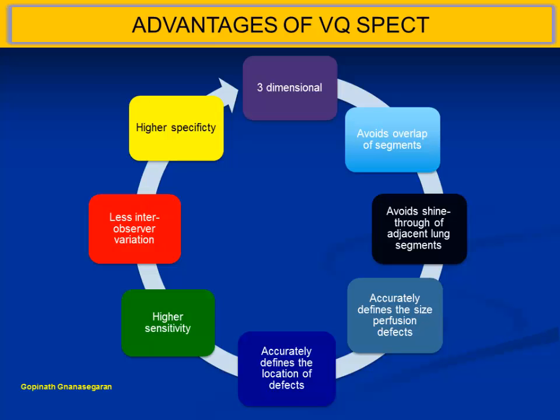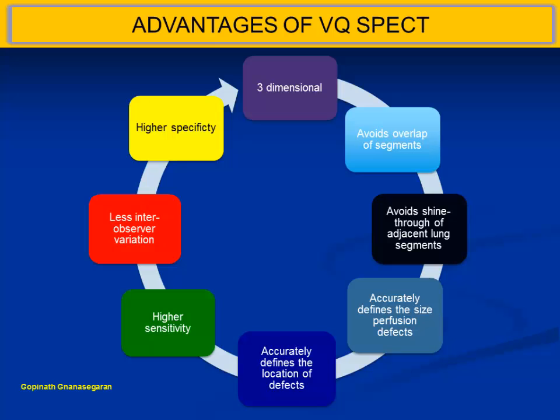Advantages of SPECT: it is three-dimensional. There is no overlap of segments, it avoids shine through, and you can size and localize the defects. It has higher sensitivity, less inter-observer variability, and higher specificity. So you often get a better diagnosis.